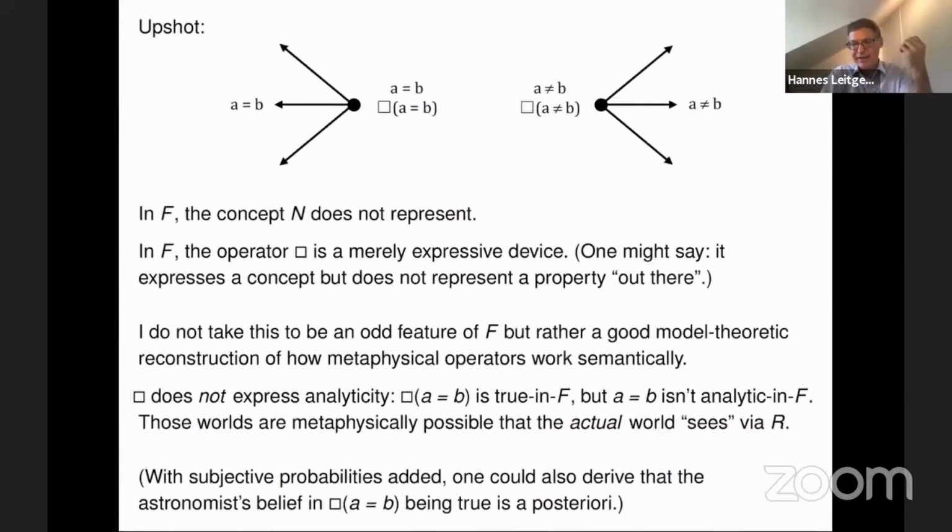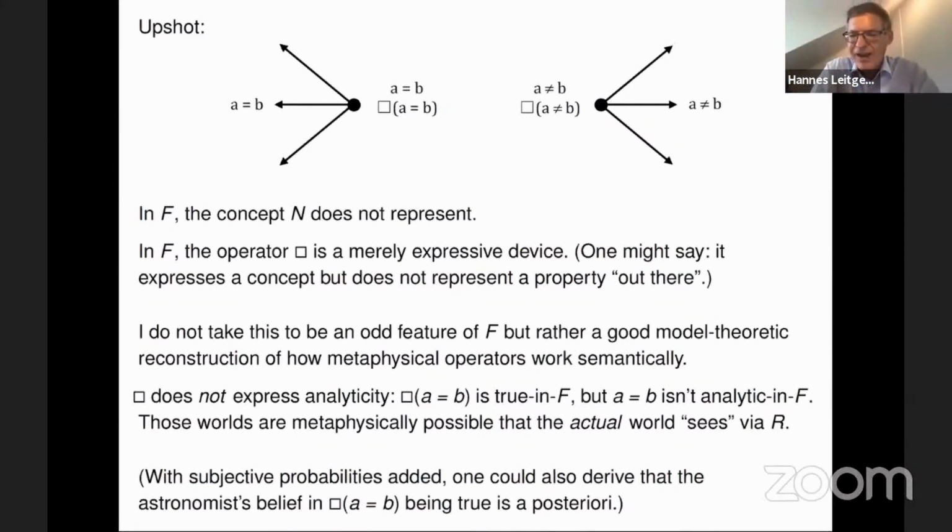So the upshot is, we could introduce a concept N again for necessity. It doesn't represent here. Okay, and the operator box that I use here ends up being a merely expressive device. It expresses a concept, but it doesn't represent a property out there. Okay, for exactly the same reasons as before. And again, you might think that's odd, but no, actually you don't think, because you can see the nice Kripkean outcome which you like to have.